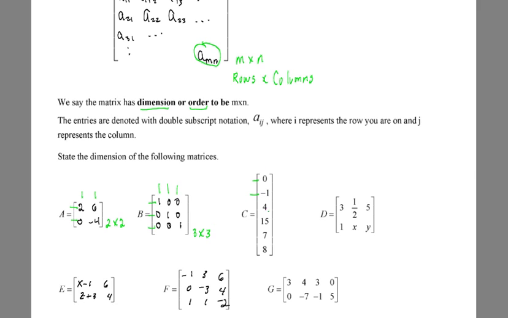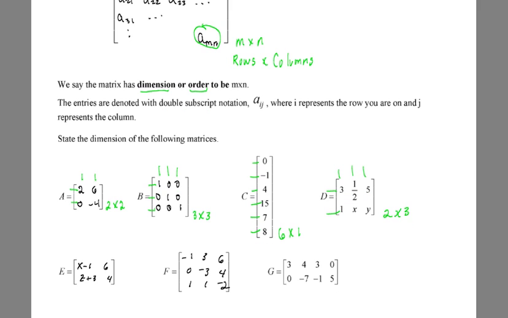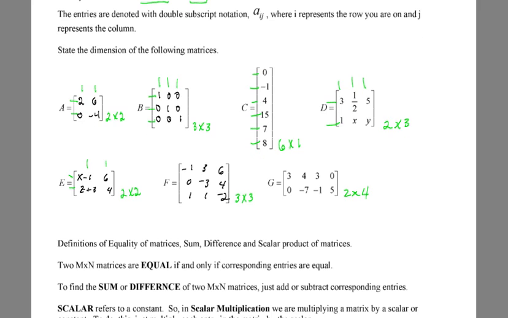Matrix C has 1, 2, 3, 4, 5, 6 rows by just 1 column, so it would be 6 by 1. D, 2 rows by 1, 2, 3 columns, 2 by 3. Matrix E, 2 rows, 2 columns, 2 by 2. F, 3 rows, 3 columns. And G, 2 rows by 1, 2, 3, 4 columns. So it would be a 2 by 4 matrix. So first thing is to determine the size of your matrix, the order. Then we'll look at some matrix operations.